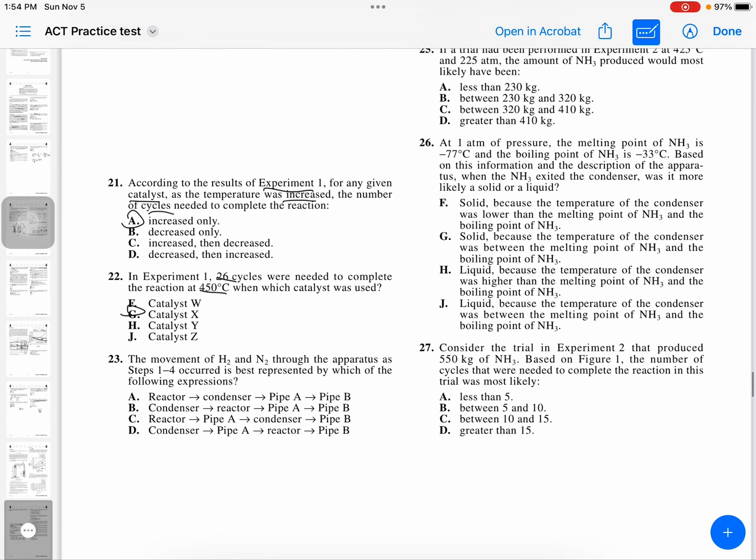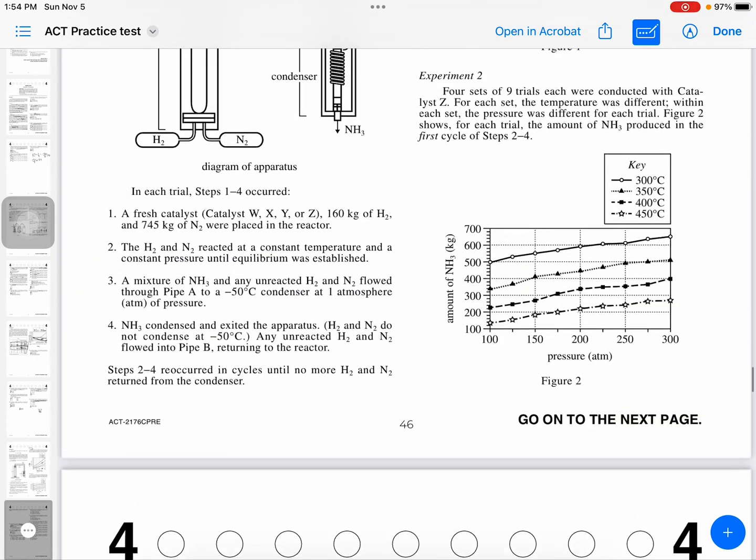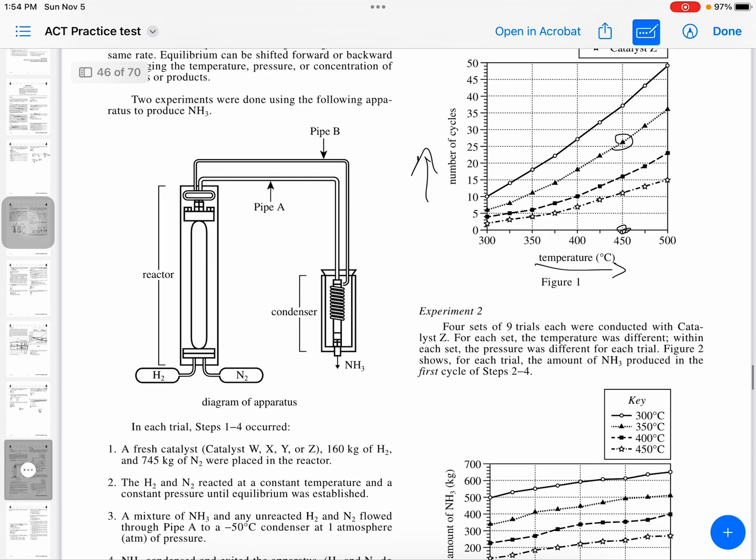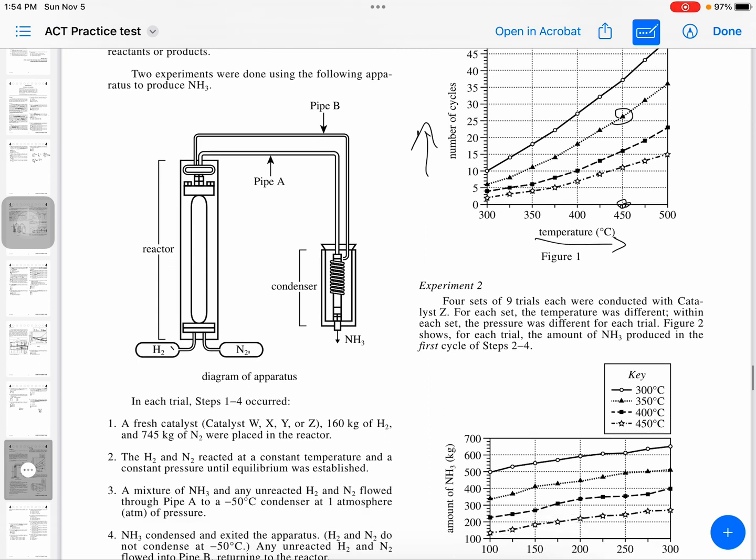G. The movement of H2 and N2 through the apparatus in steps 1 through 4 is best represented by which of the following expressions? The movement of H2 and N2 through the apparatus. H2, N2. So we go reactor, pipe.